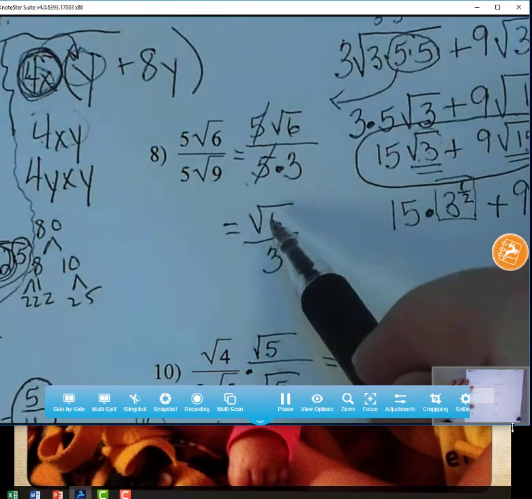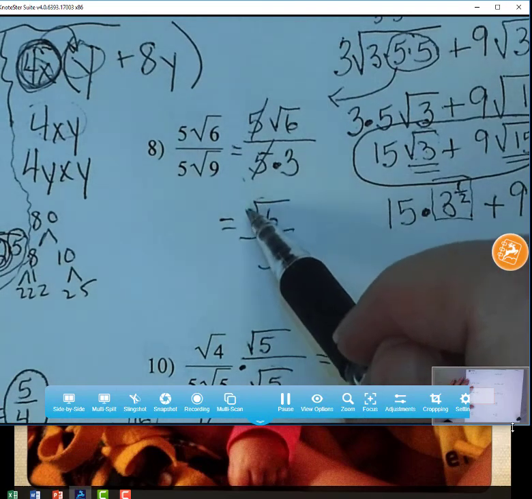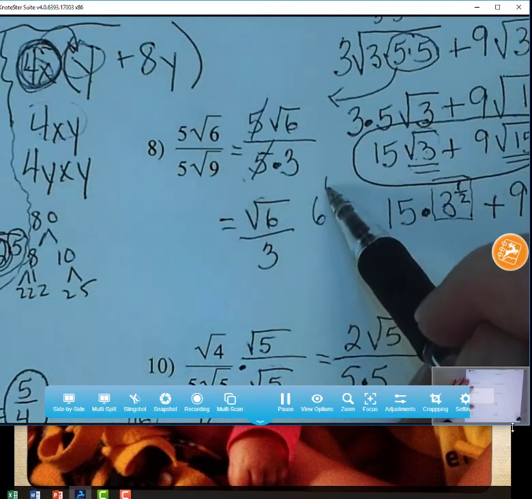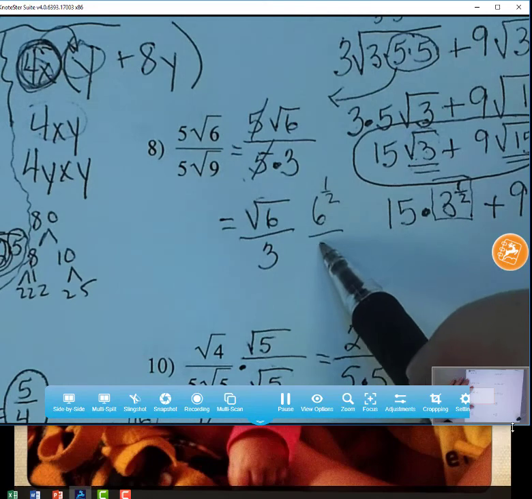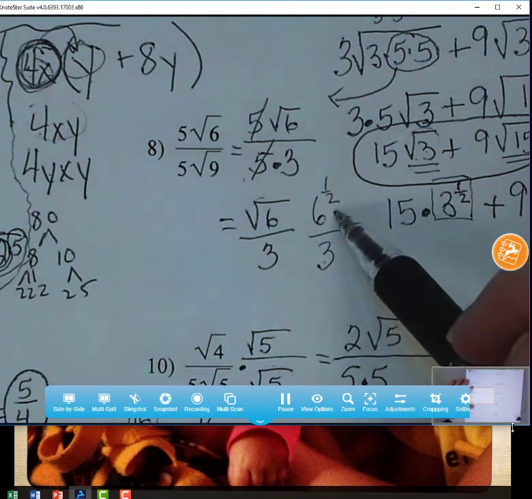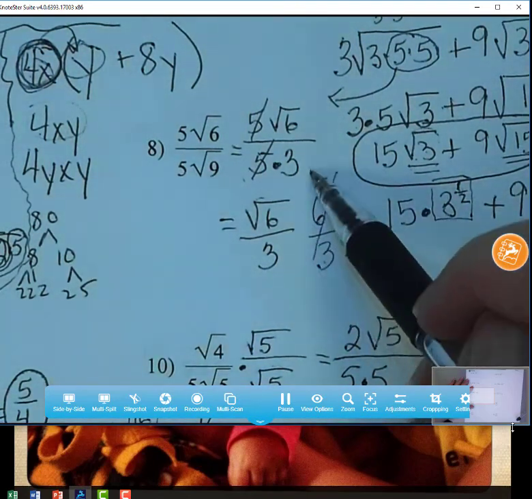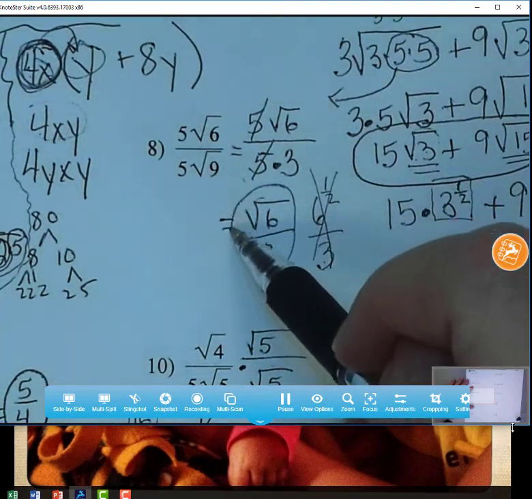I can rewrite this as 6 to the 1/2 over 3. Do they have the same base? No, that's why I am done. I'm done right here.